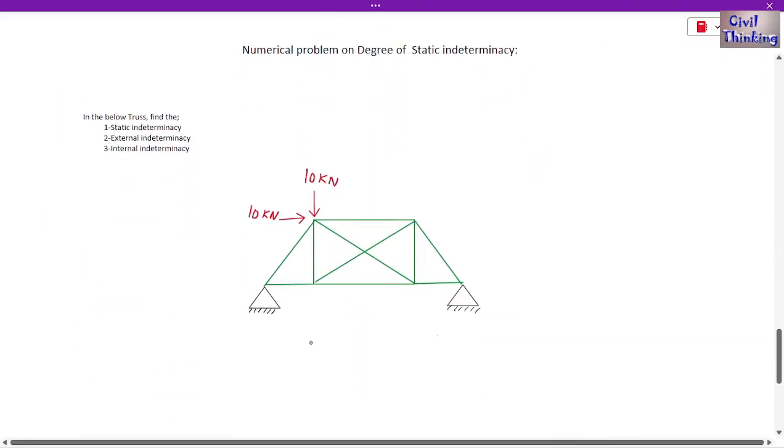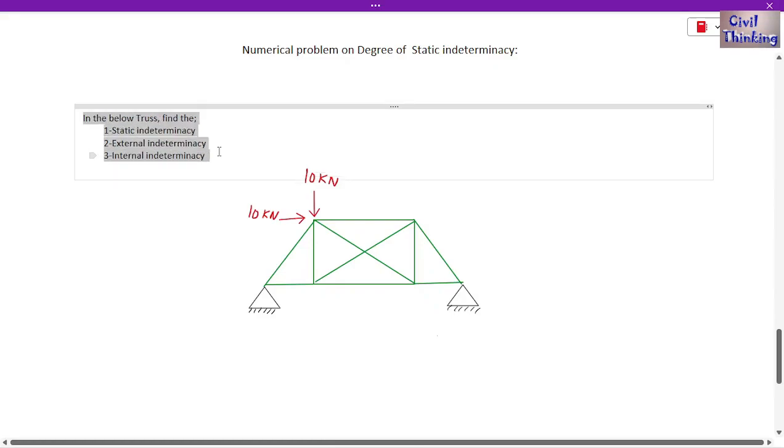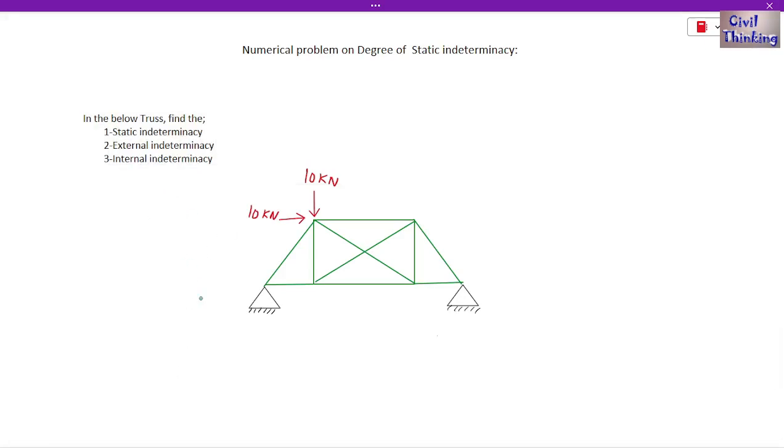Okay, now we have this problem. In this problem, I hope you can read this text. Let me enlarge the text first. I hope you can read it. Now in this problem, we have to find the static indeterminacy, or total indeterminacy. Then we have to find the external indeterminacy of this truss, then we have to find the internal indeterminacy of this truss. Now let us examine these supports.